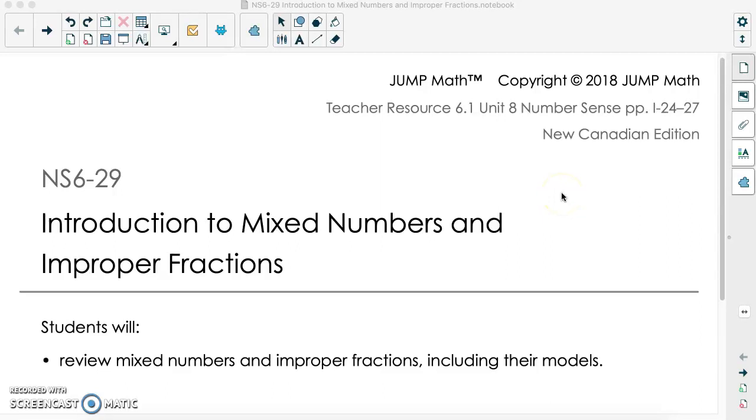Today's lesson is an introduction to mixed numbers and improper fractions. If you're not sure what these terms mean, check out the vocabulary review on your lesson dashboard.